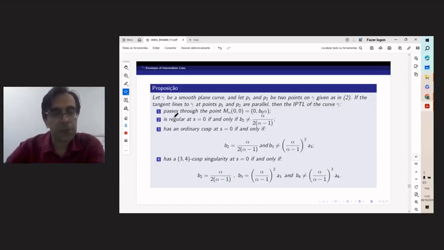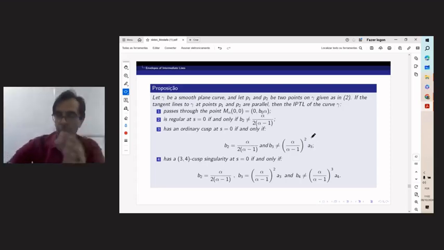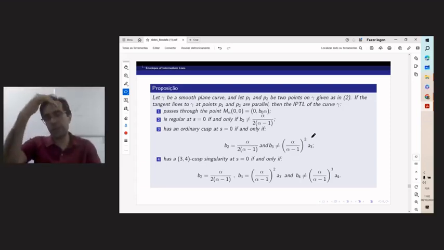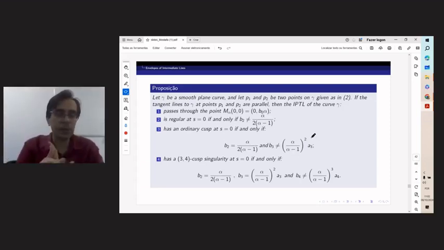we reach some condition. For example, regularity. In this case, the envelope is regular if and only if B2 is different from this value, or we have an ordinary cusp if and only if B2 is equal to this one, B3 is different from this one, A3 is the coefficient. You know, this is the relation between the local geometry of this point and the geometry of the envelope. And also we studied the 3-4 cusp as well.